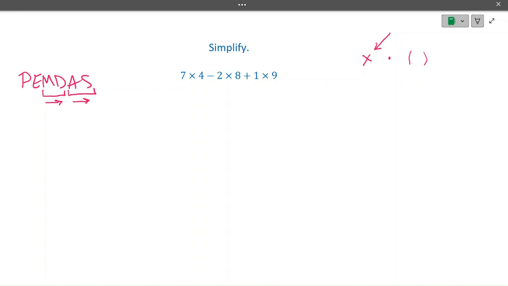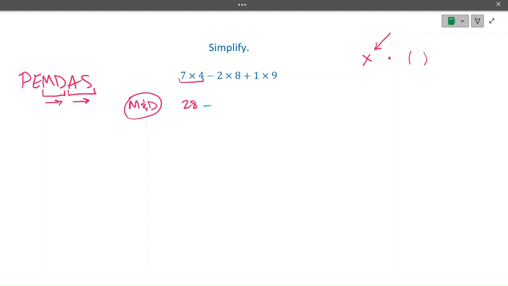All right, so I'm looking at my expression and I'm just going to go through PEMDAS. Is there any parentheses? Nope. There are no exponents, but I do see multiplication and division, so that is the first thing we're going to do. So working from left to right, I'm looking for multiplication and division only. So here's our first piece of multiplication. We have 7 times 4, which is 28.